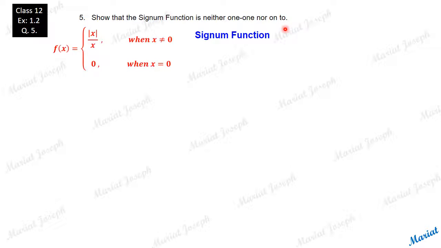What is signum function? Signum function is defined like this. f of x is equal to mod x upon x when x is not equal to 0, and f of x is equal to 0 when x is equal to 0. Let's try to understand this definition with the help of an arrow diagram.